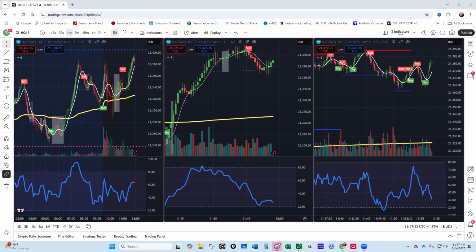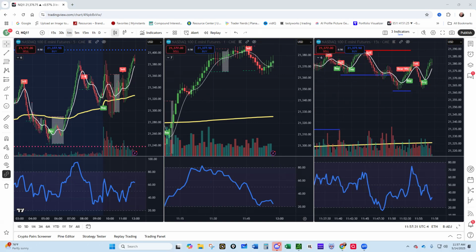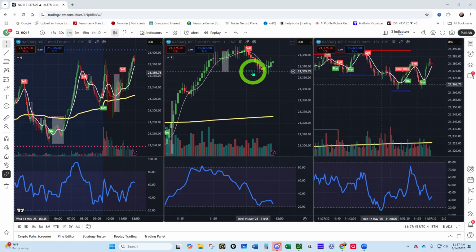Looks like the bottom line is outside of the consolidation zone. Just take the trade signal. I love these trade signals.